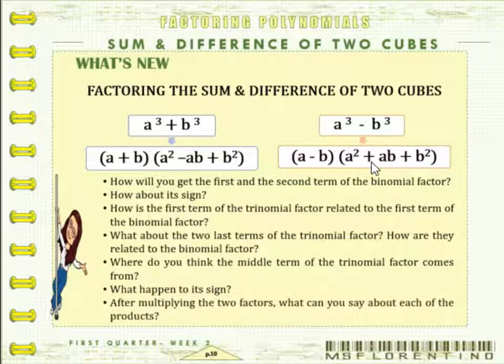After multiplying the two factors, what can you say about each of the product? The product of a binomial and a trinomial will become a binomial. That will be the cube of a is a cubed, the cube of b is b cubed. Whatever the sign of the binomial factor, that is again the sign of the product. If it's a minus sign, you will simply have the minus sign also in your product.